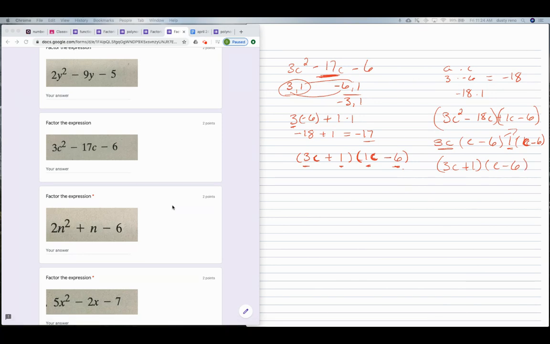Okay, so that would be factoring by grouping. If that way makes sense, use it. If not, you can stick with this first way.